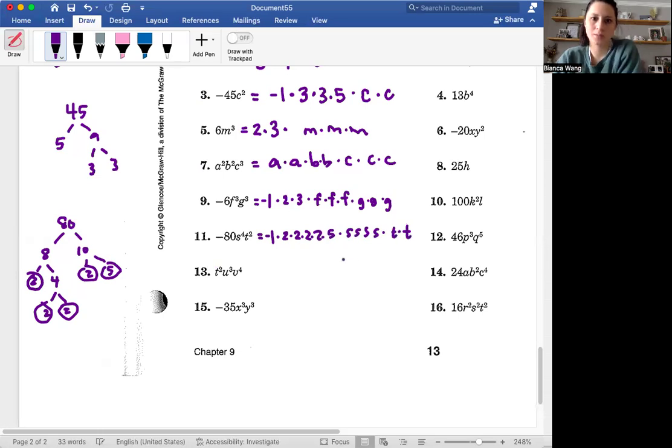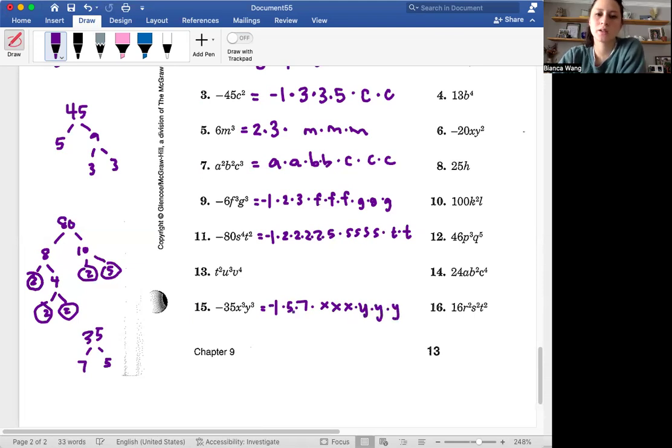Okay, I'm going to skip down to 15. 35, 7 and 5, those are already primes. So this is going to be -1 times 5 times 7. And then times x 3 times and y 3 times.